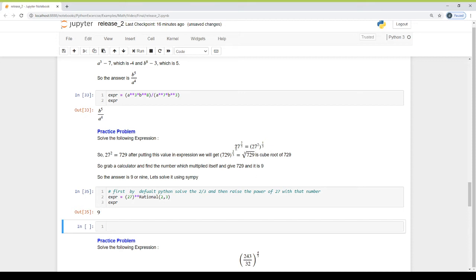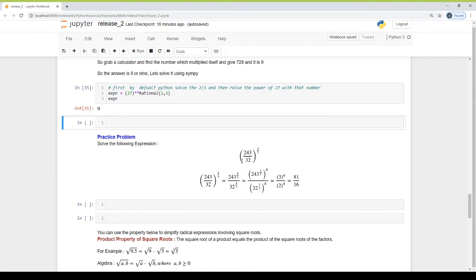So 27 raised to power 2 by 3 is 27 square and cube root of that. That is 27 square. 27 square is 729, and cube root of 729 is 9.